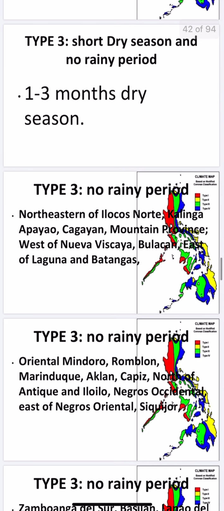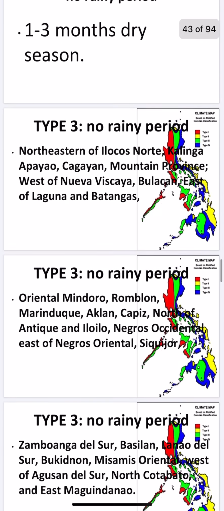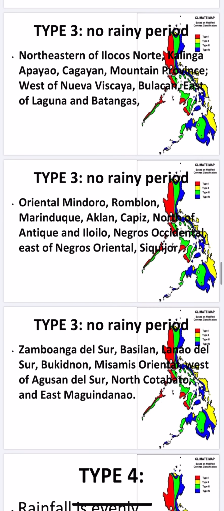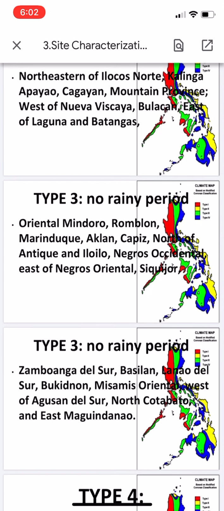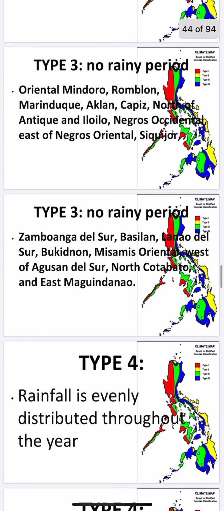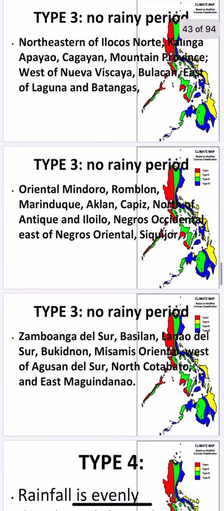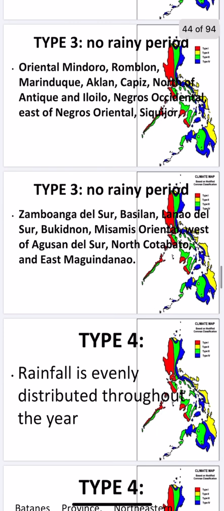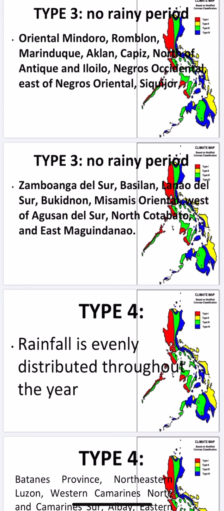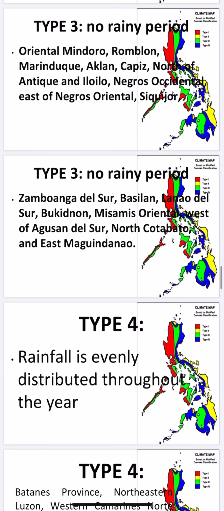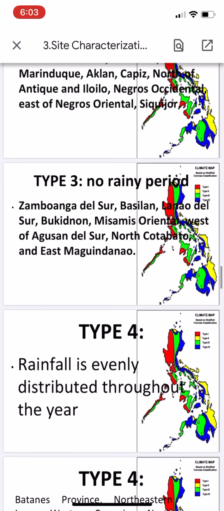And for type 3, it has a short dry season and no rainy period, with about 1 to 3 months dry. This includes northeastern Ilocos Norte, Kalinga, Apayao, Cagayan, Mountain Province, west of Nueva Vizcaya, Bulacan, east of Laguna, and Batangas. And type 3, again, no rainy period, includes Oriental Mindoro, Romblon, Marinduque, Aklan, Capiz, north of Antique and Iloilo, Negros Occidental, east of Negros Oriental, and Siquijor.